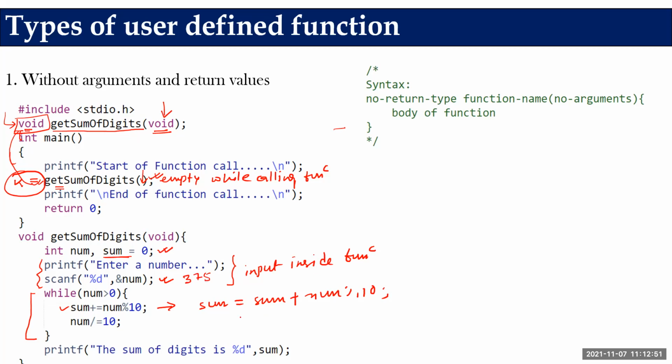Suppose I am entering a number here, 375. Initially sum is 0. 375 modulus 10 gives me the remainder 5. So the result is 5 as of now. And num equal to num divided by 10. So what is num now? 37. It has become 37. The loop will go up and check, is it greater than 0 or not? Yes, it is greater than 0. So this process will repeat.